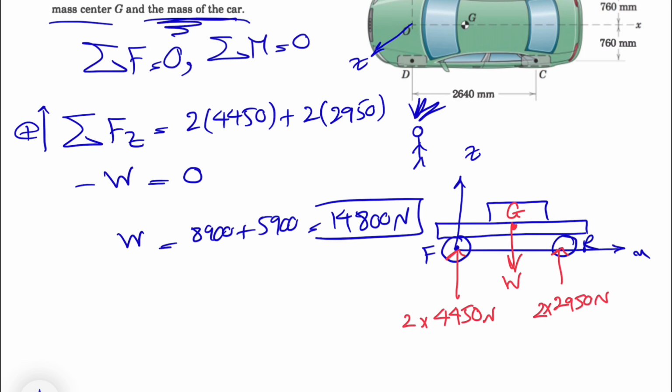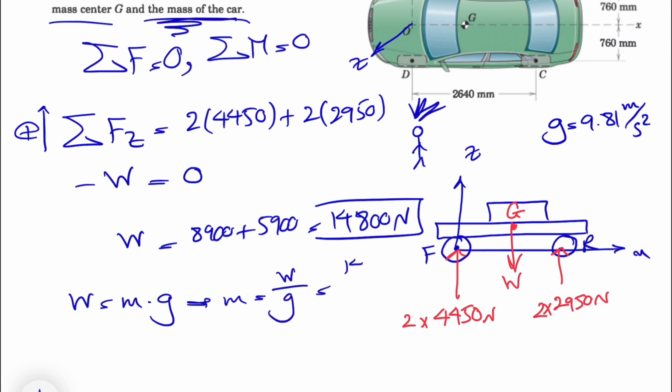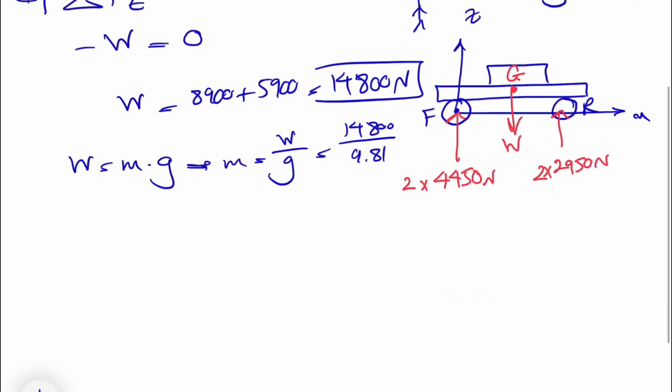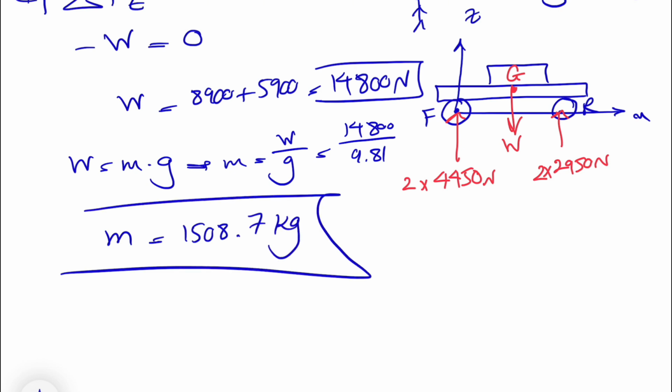The second part of the question is asking for the mass. We know weight is equal to mass times g, the acceleration of gravity, which is 9.81 meters per square second. For finding the mass, we simply have the weight over g, so 14,800 divided by 9.81, and from here we can find the mass, which will be 1508.7 kilograms. So we found the mass of the car.